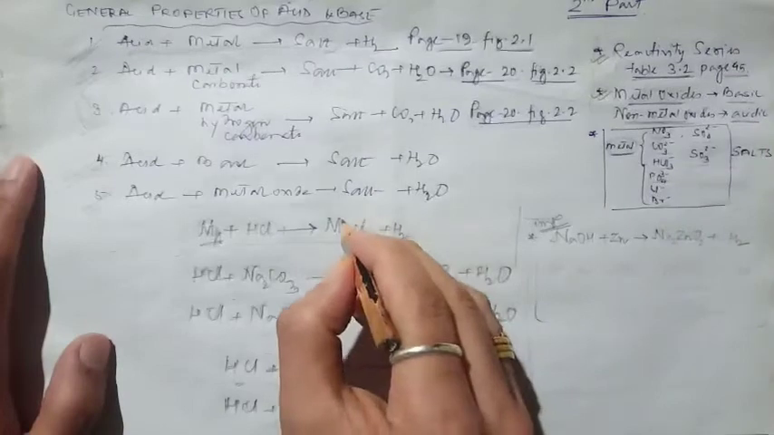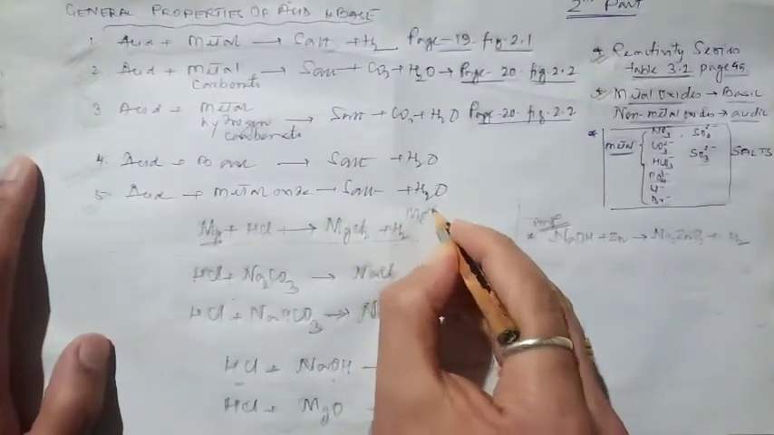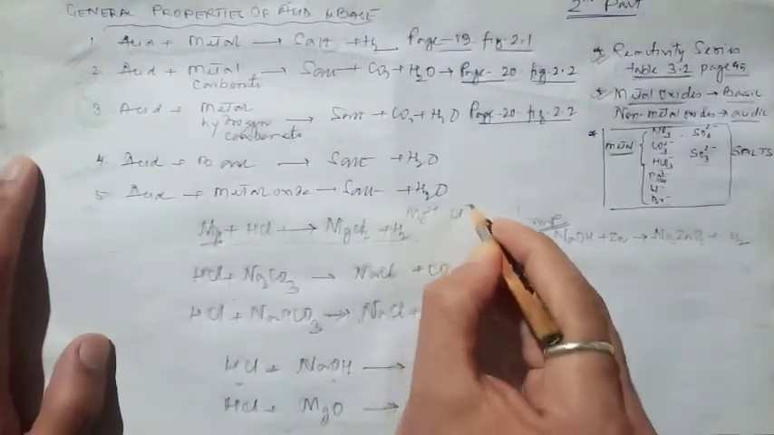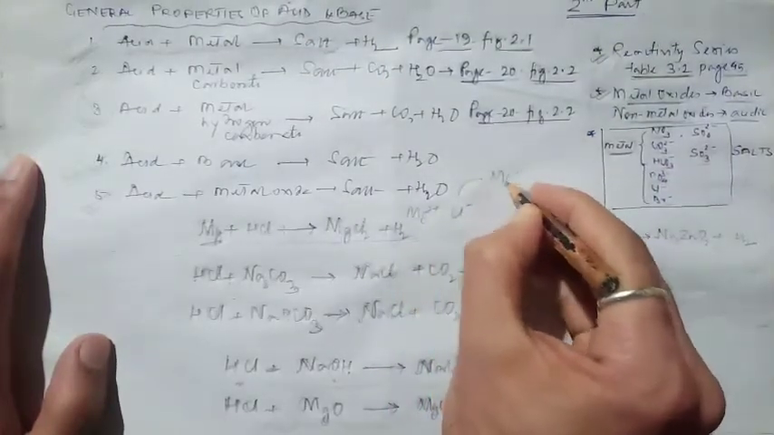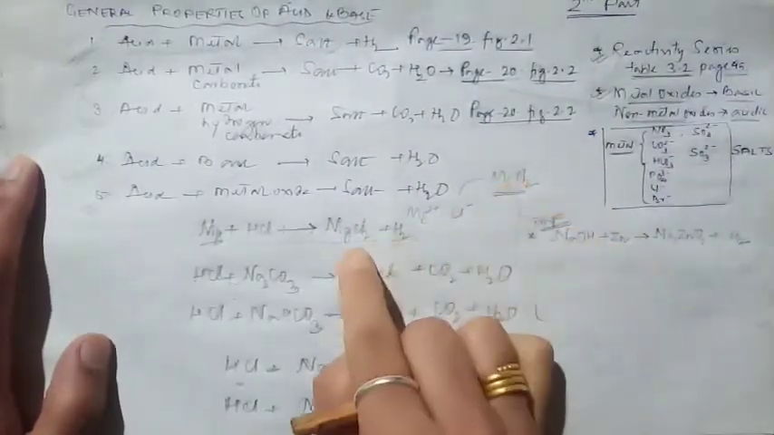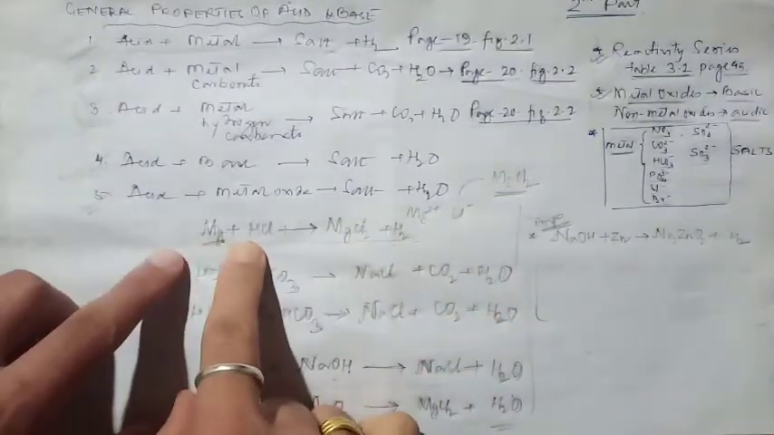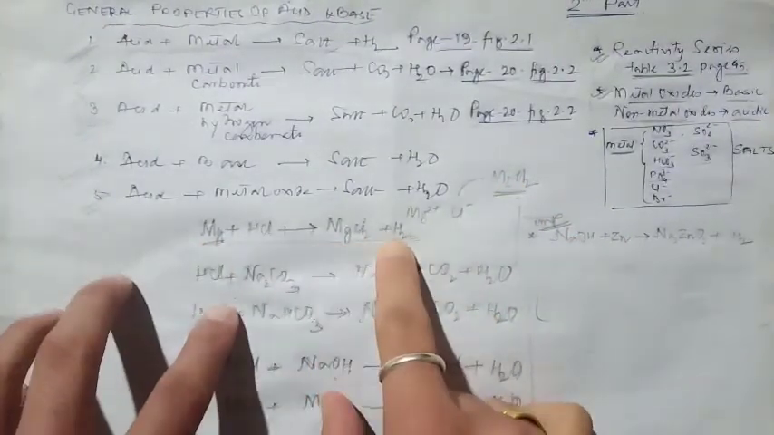So students, you have magnesium. Magnesium, Mg2+, is the magnesium cation, and chloride is Cl-. If you cross over these, you get the product MgCl2. So this is your salt. So metal plus acid gives salt plus hydrogen.